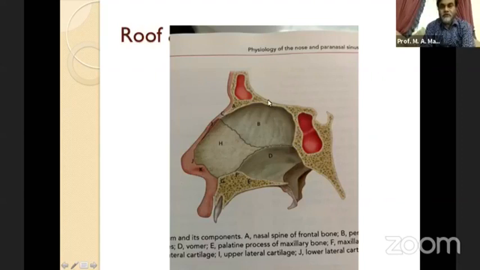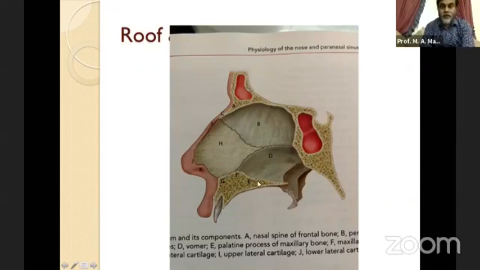So the roof is formed by four bones. One is nasal bones, frontal bone, cribriform plate of ethmoid bone, and vomer. But we never ask this question in the exam, that, okay, tell me how nasal roof is formed. We never, but this is for your discussion purpose.